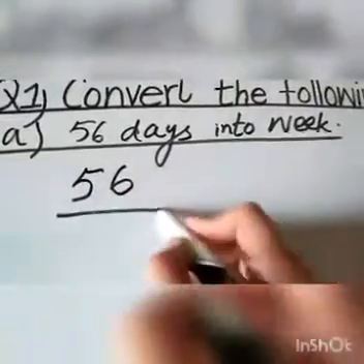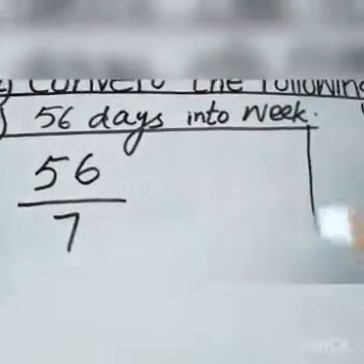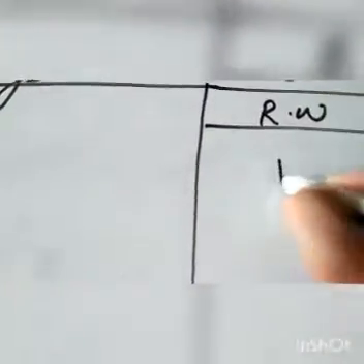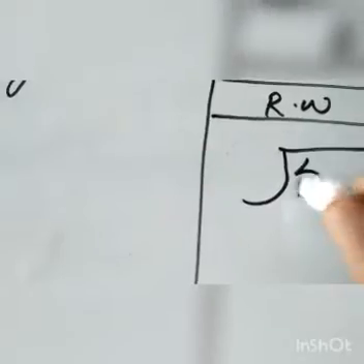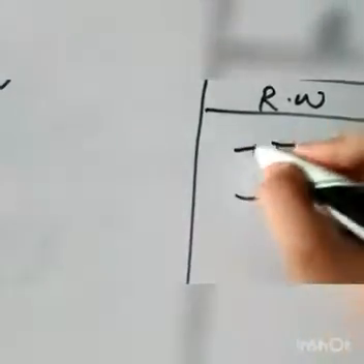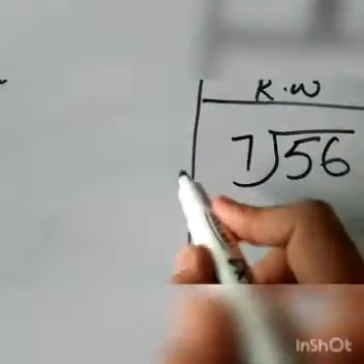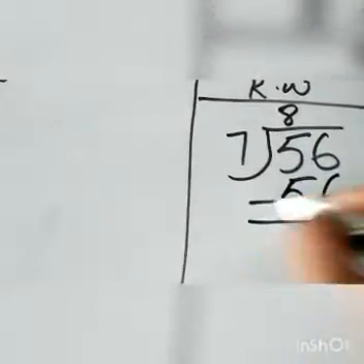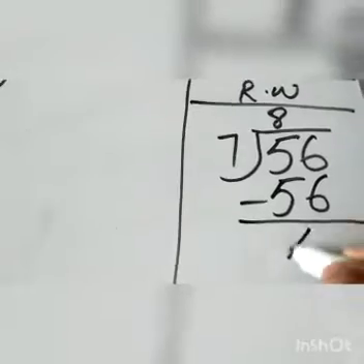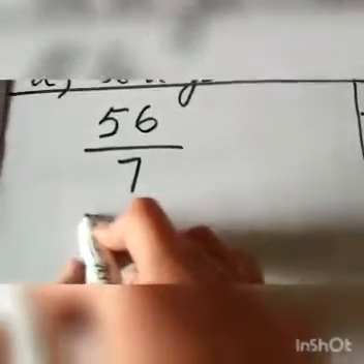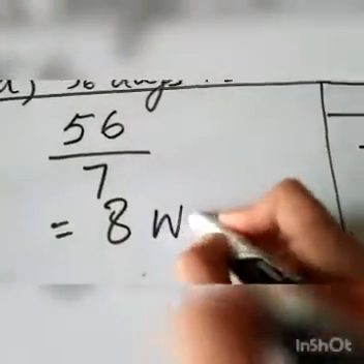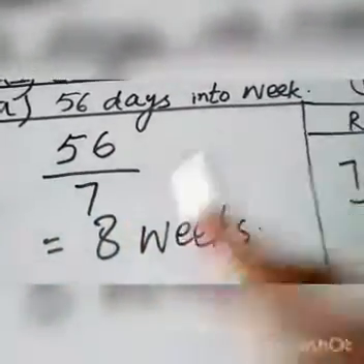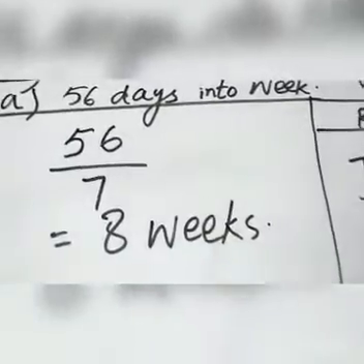56 divided by 7. Now you can see the division in rough work. 56 is our dividend and 7 is our divisor because of the outside. 7 8 times is equal to 56. Now subtract 56 from 56, that is equal to 0. So the answer is 8 weeks. 56 days into weeks is equal to 8 weeks.